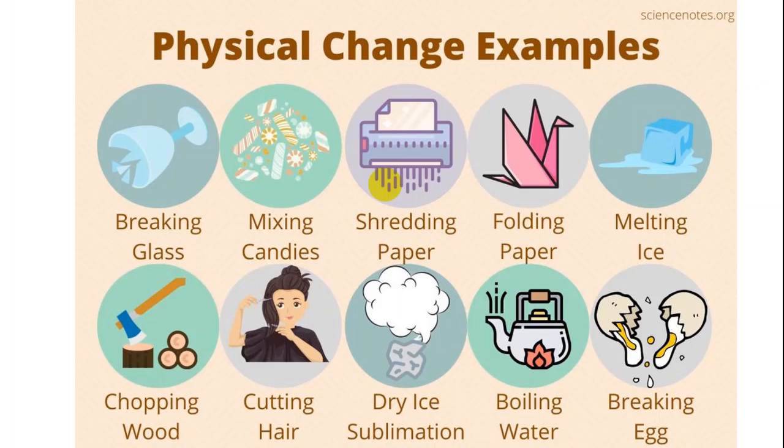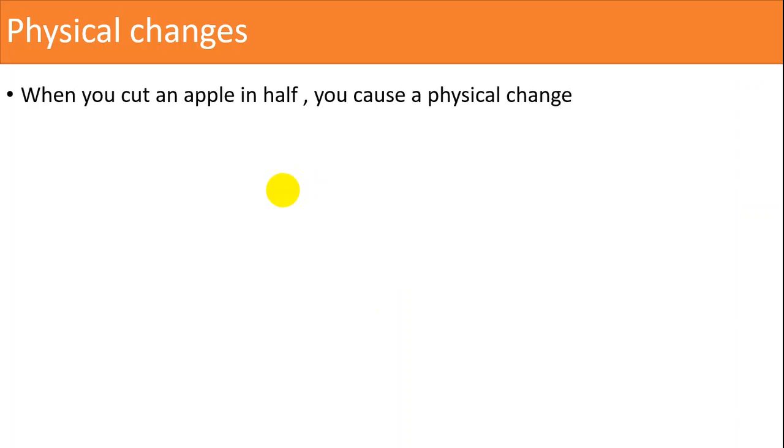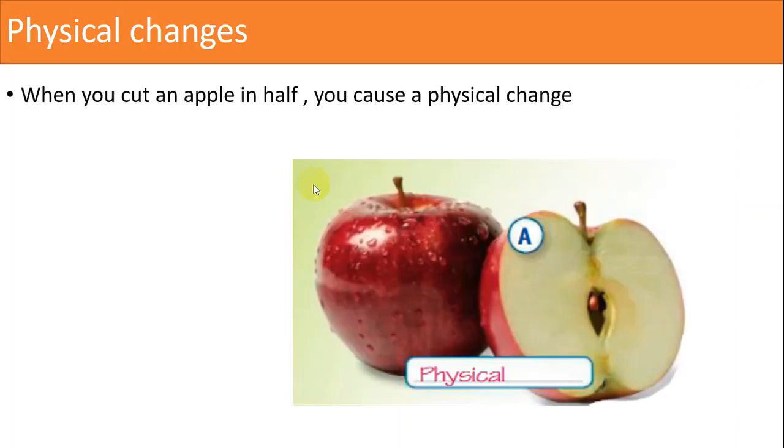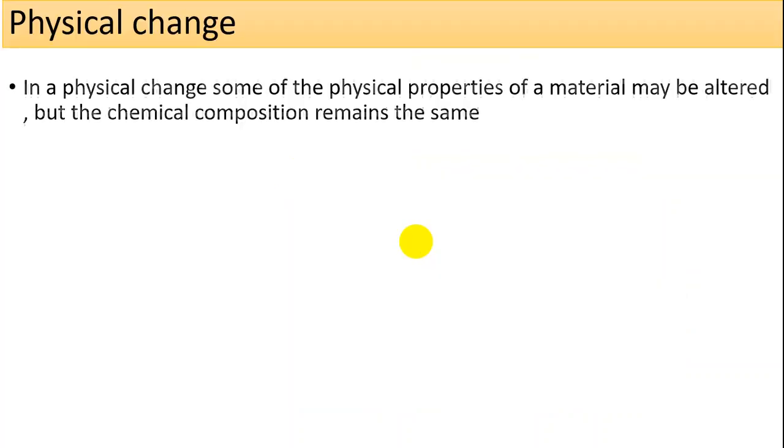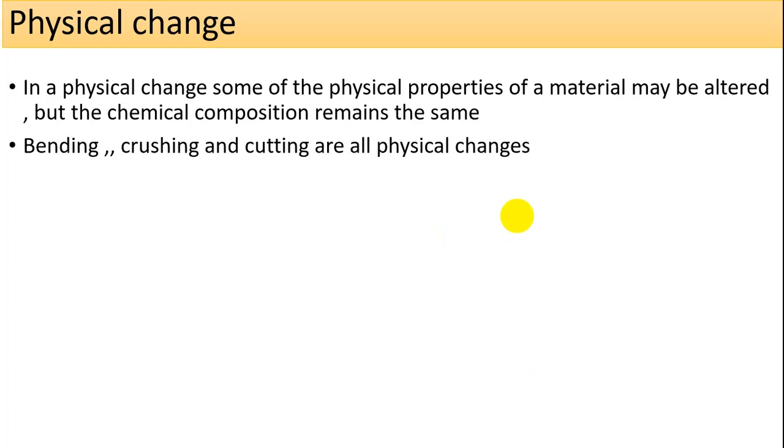A physical change is something we can observe, something we can see. When you cut an apple in half, you cause a physical change, because it is still the apple. It does not alter it into another substance. It does not form a new substance. There is no rotting, nothing happens, only the volume and the shape change. In a physical change, some of the physical properties of a material may be altered, but the chemical composition stays the same.